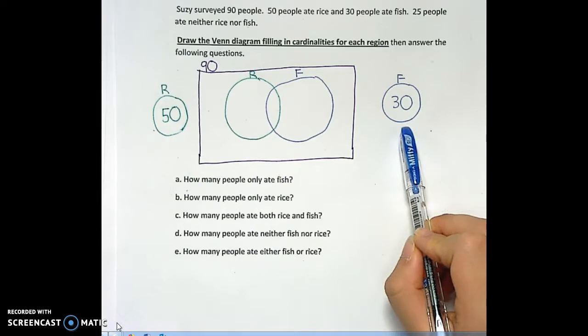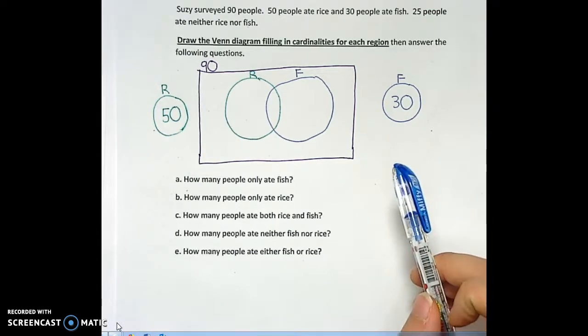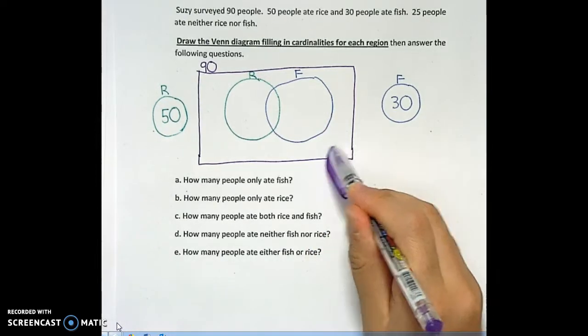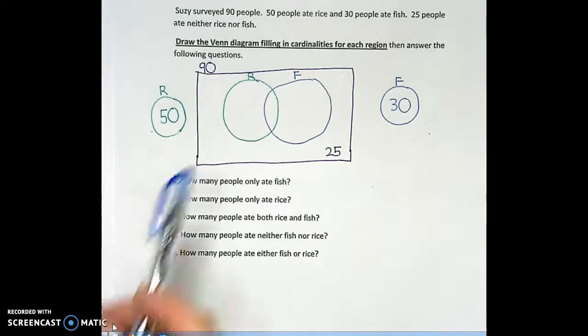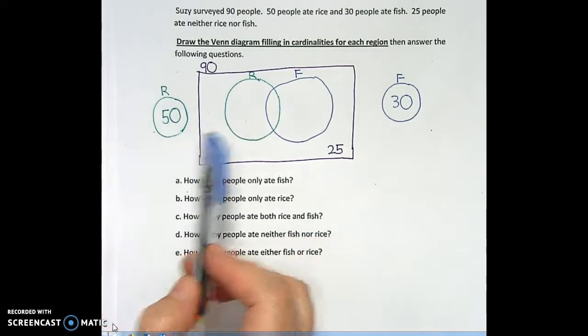Awesome. So what's the next piece of information we have? Well, we can see that 25 people ate neither rice nor fish. Okay, can we put that right into the Venn diagram or does that need to go somewhere else? It has to go outside the Venn diagram, so we're going to put it right over here. Awesome. All right, so far we've got this guy of the 50 and that guy of the 30, right?